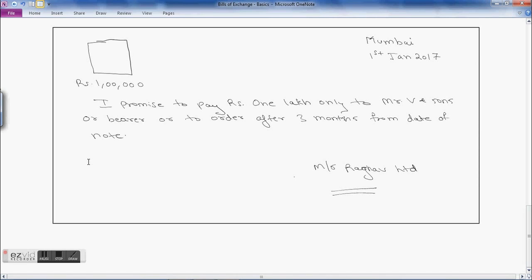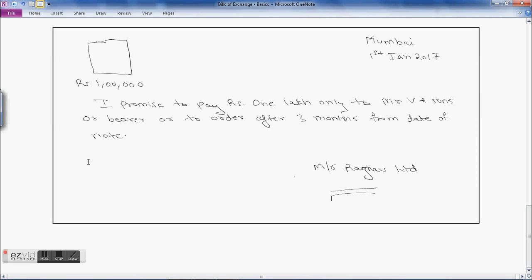Then the promisor or maker has to sign the bill. In this case it's Messrs. Raghav Limited, so he has to sign the bill. The maker has to be a certain person. Then the payee, or the person to whom the payment is promised, has to be a certain person. In this case it is either Mr. V and Sons or the bearer. Then the sum that is payable must be certain. The amount has to be certain, that a sum of rupees 1 lakh should be paid, or whatever is the amount of the bill. A specific amount has to be noted in the bill.